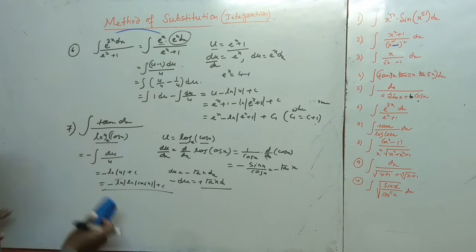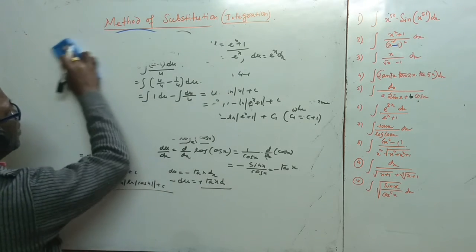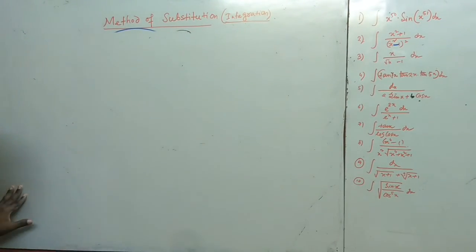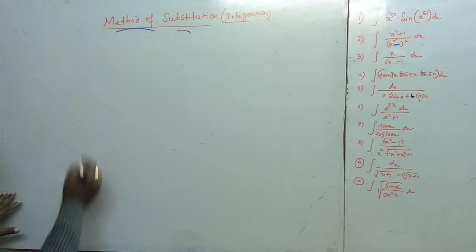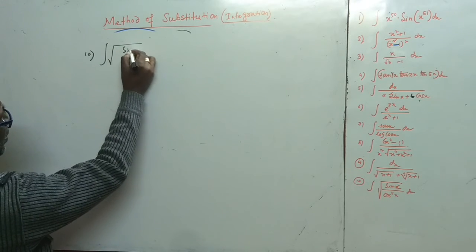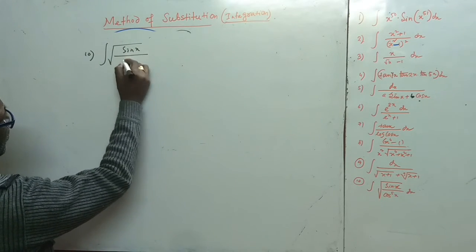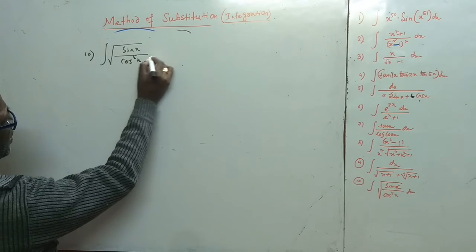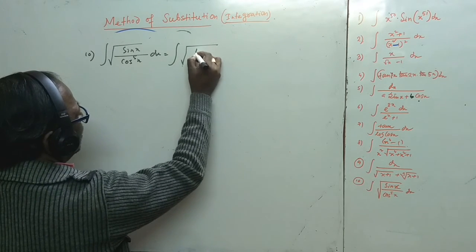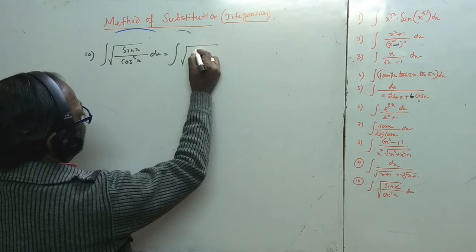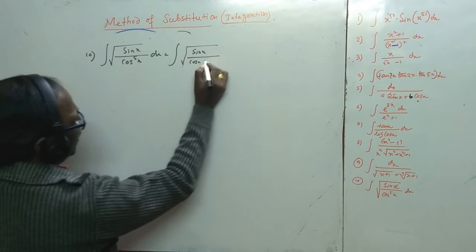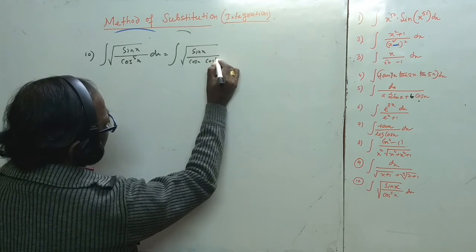Now first of all we have to discuss question number 10. Like question number 10 here, this is sin x by cos to the power 5x dx, this is root over sin x by cos x. This is cos x. But the power here is 5, so we can write here to the power 1 and 4 here.